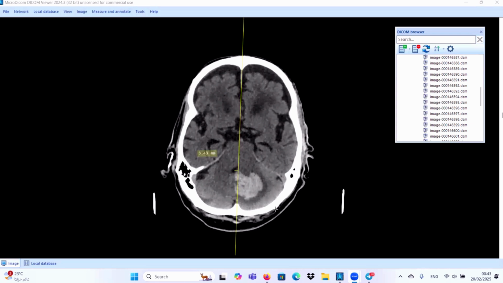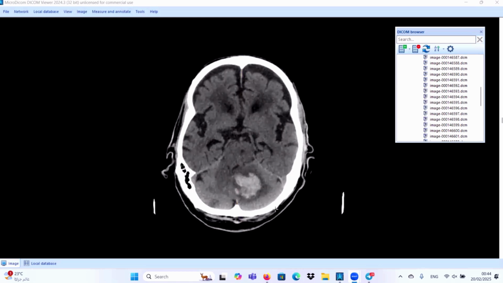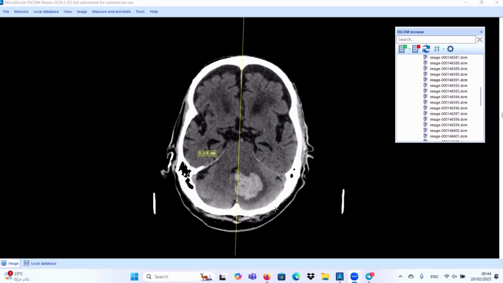And once we have any masses or any space occupying lesion or any hematoma, any collections, it's very critical to identify the lesion in the posterior fossa. Why? Because the posterior fossa is a small closed space. So any masses in the posterior fossa can lead to a significant effect. You can see here this hematoma exerts mass effect in the form of compression of the fourth ventricle and mild midline shift to the right side.